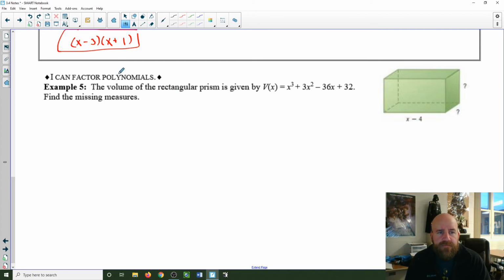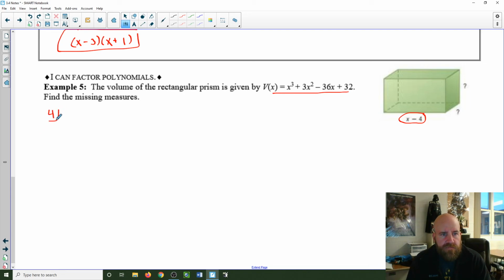Alright, last problem. So the volume of a rectangular prism is given by this function v of x. Find the missing measures. So all we're doing in here is what we did in the last couple of examples. We're taking a polynomial. They have one side given to us. We need two other sides. So we're just going to divide v of x by our known side to find the other two sides.